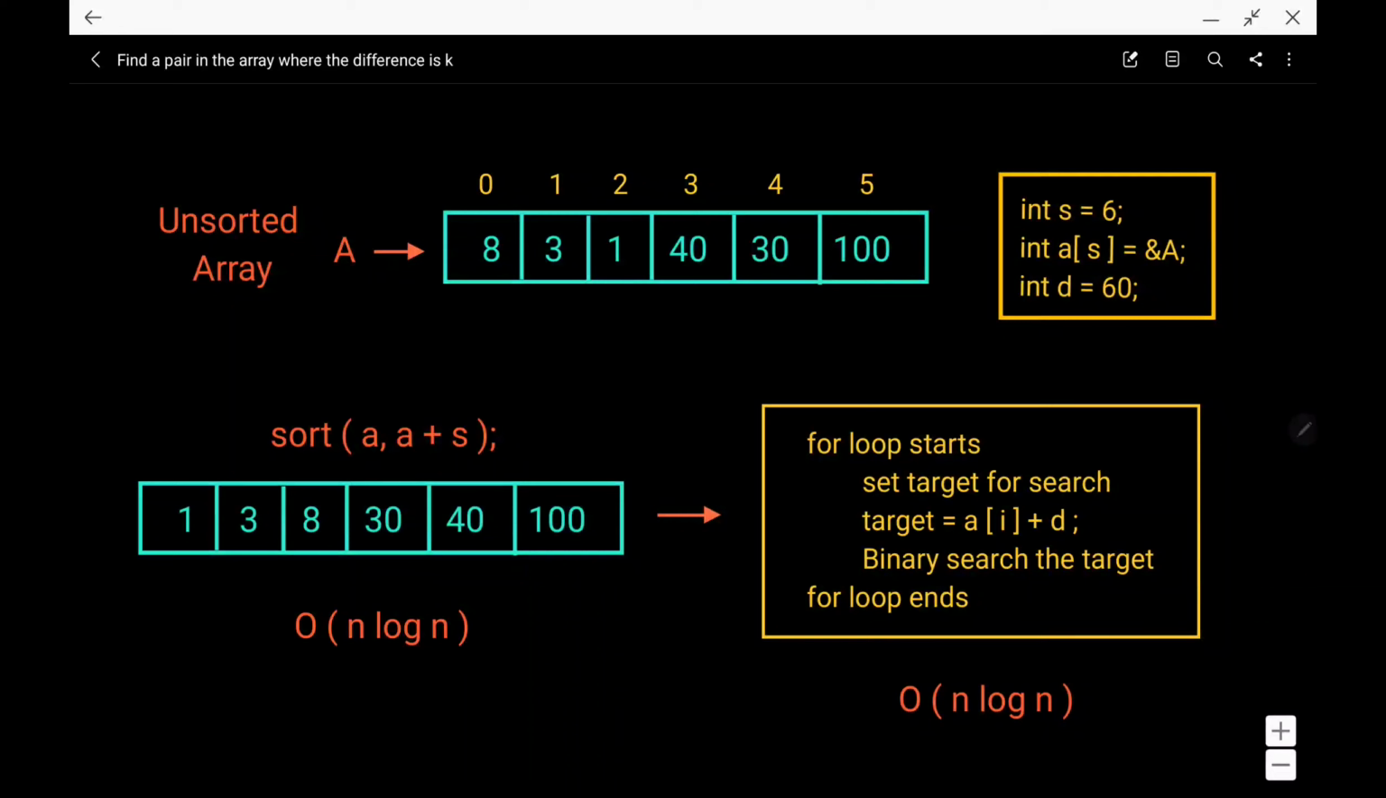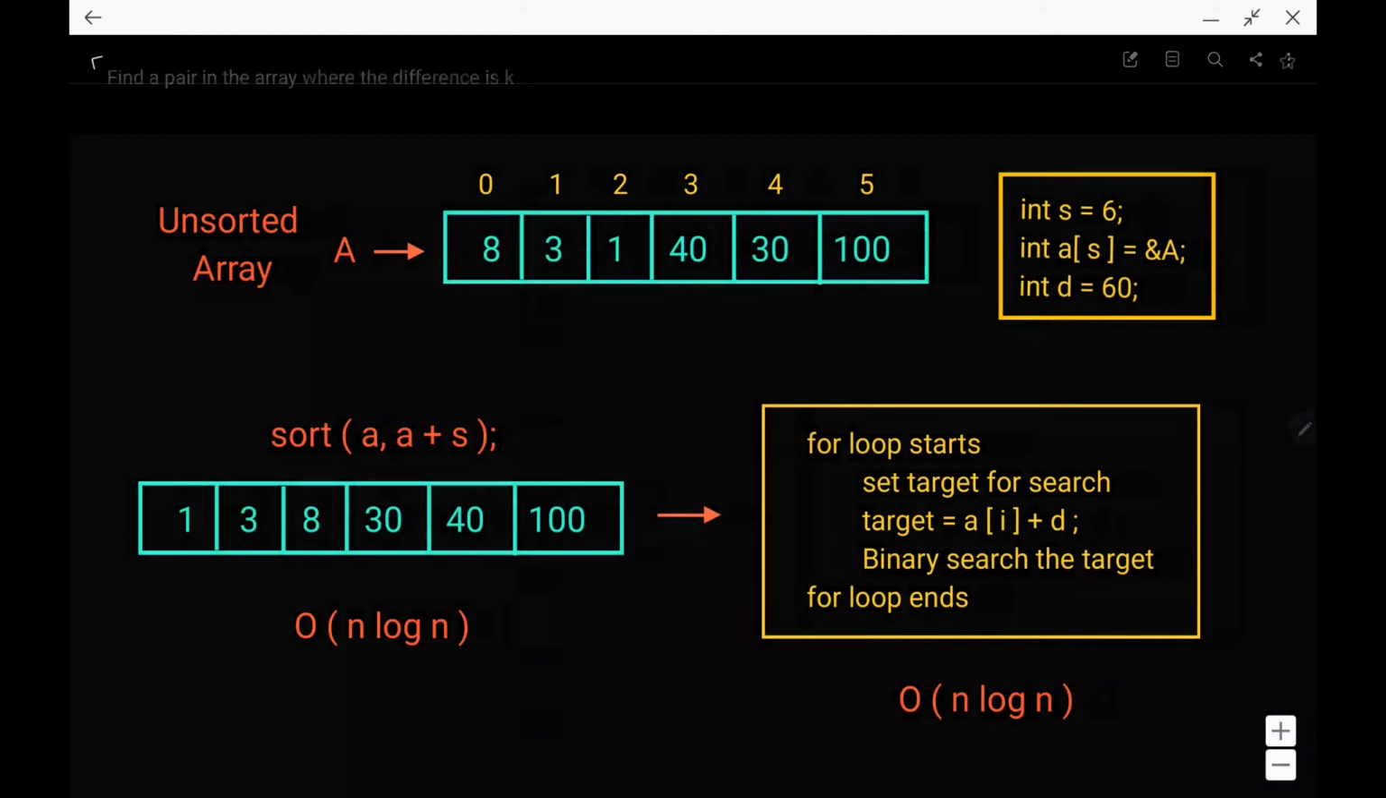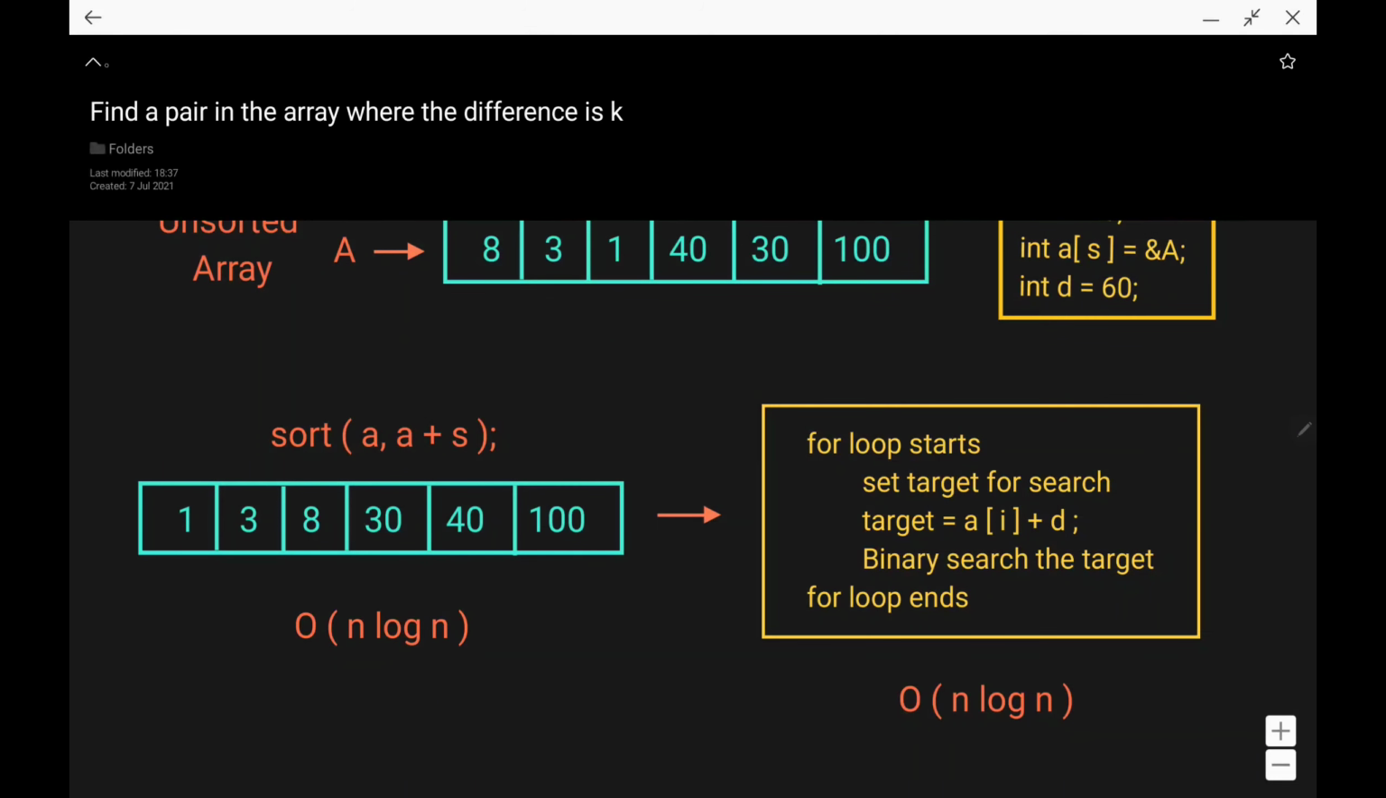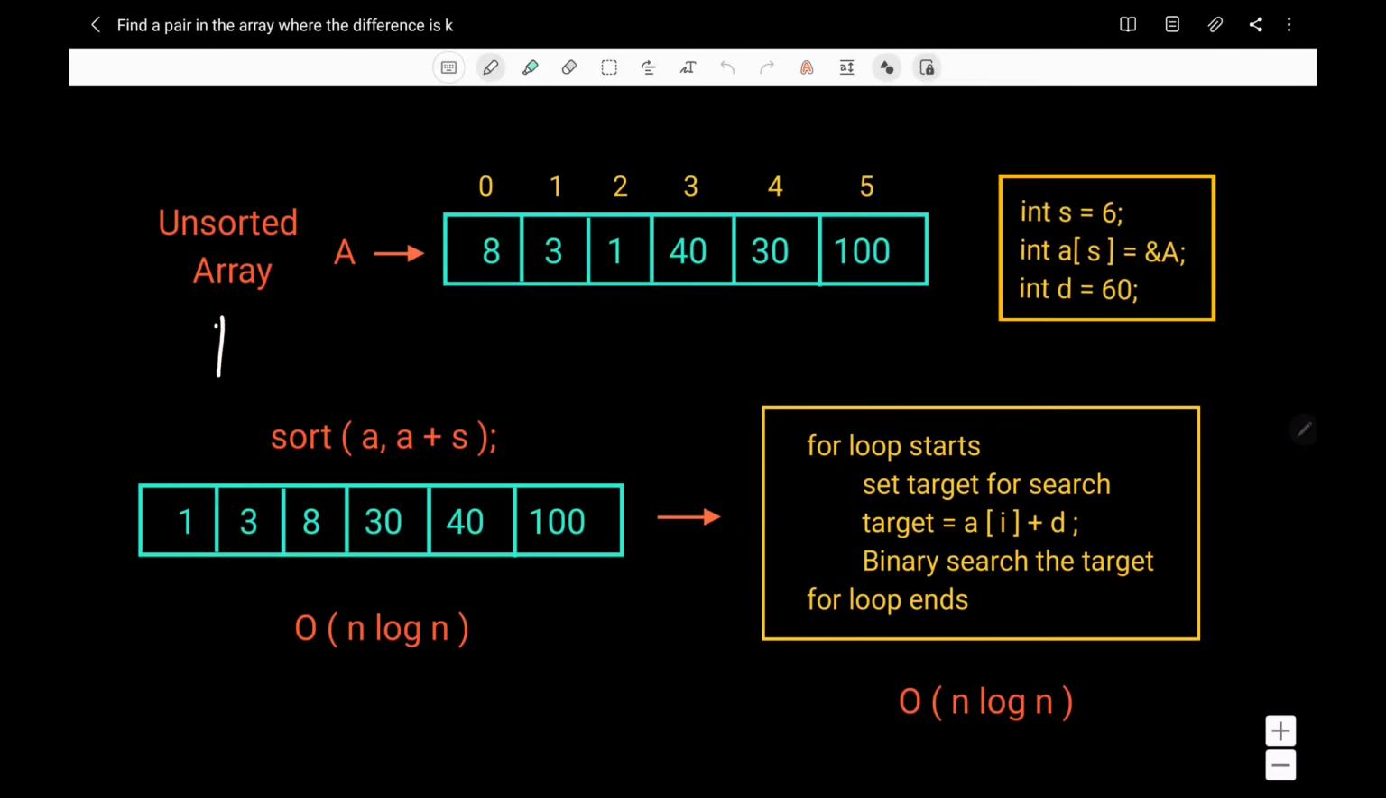Hi everyone, today we will discuss this problem of arrays where we need to find a pair that has a difference of d. Considering this unsorted array with size 6 and the difference that we're looking for is 60. As we can see, if we subtract a of 3 from a of 5, that is 100 minus 40, we get a difference of 60, and in this case we'll return true, else we are going to return false.